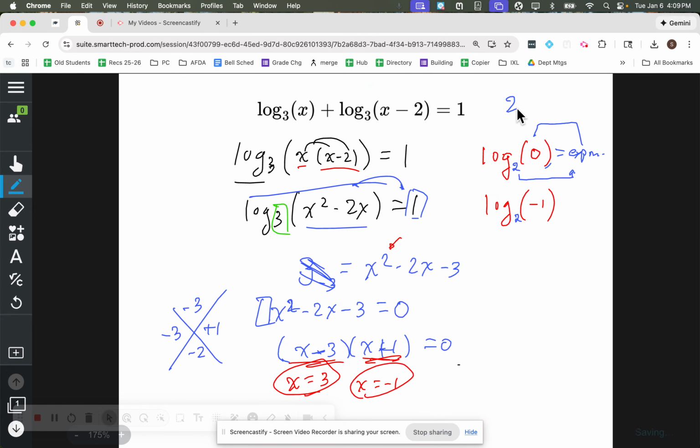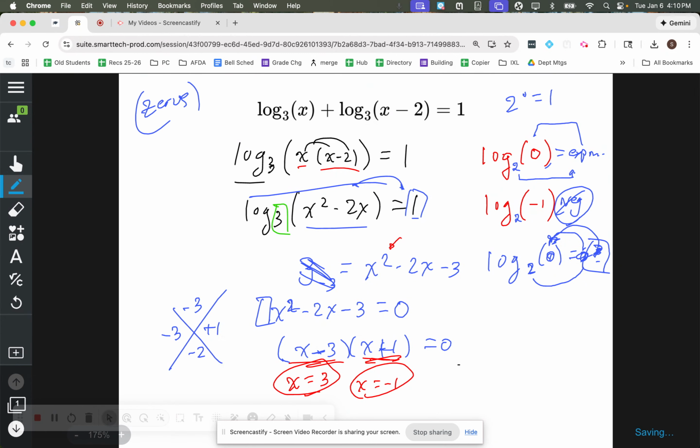Now, that's totally different from saying 2 to the 0 power is 1. Guess what? Log base 2 of 1 is 0, because 2 to the 0 power is 1. But when you switch them around, that's an impossibility. Nor can you take any base, and bases are always positive, to any exponent and end up with a negative number. You just can't do it. So look out for zeros inside a log or negatives inside a log.